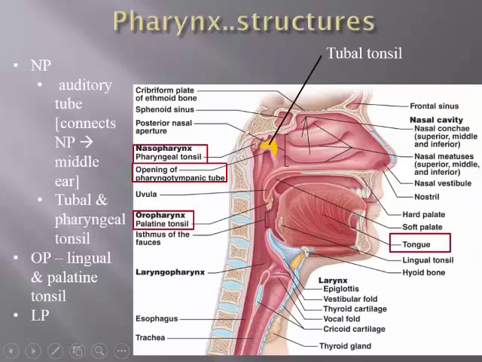So here, these are the structures which are present, just a review. You can see the opening of the pharyngotympanic tube, the tubal tonsil, the pharyngeal tonsil, and the oropharynx. And in the laryngopharynx, you don't have anything special opening there.